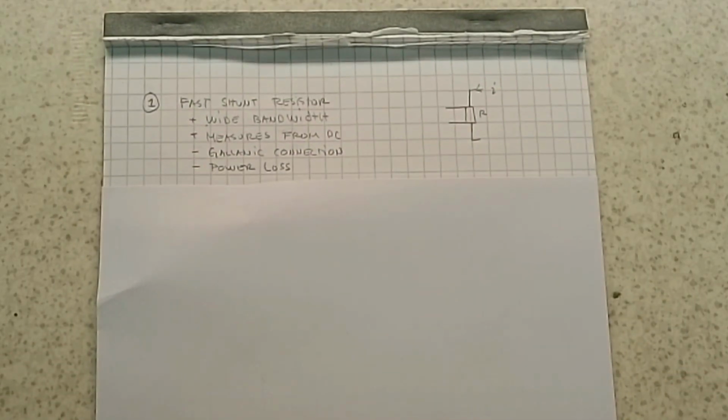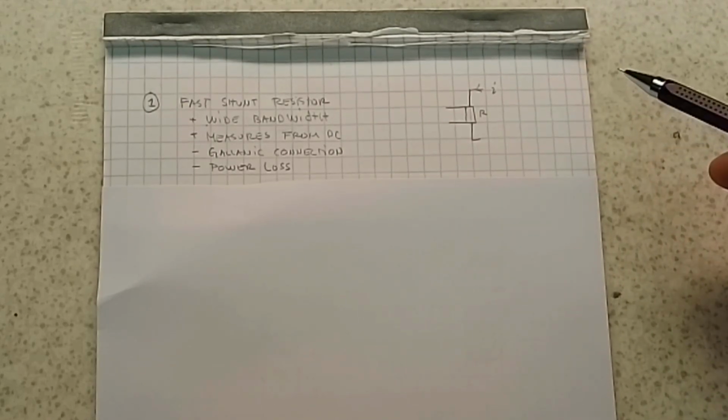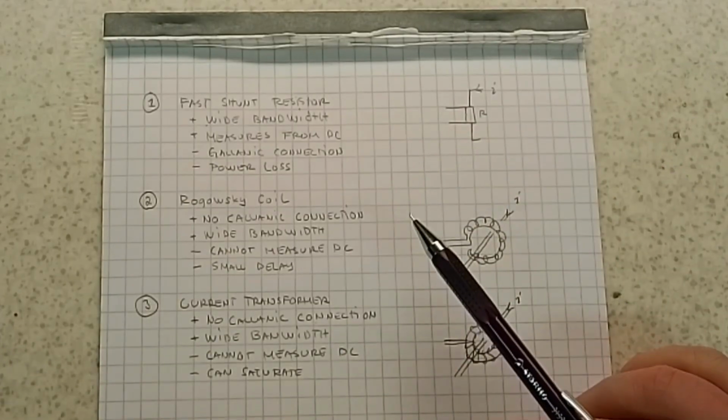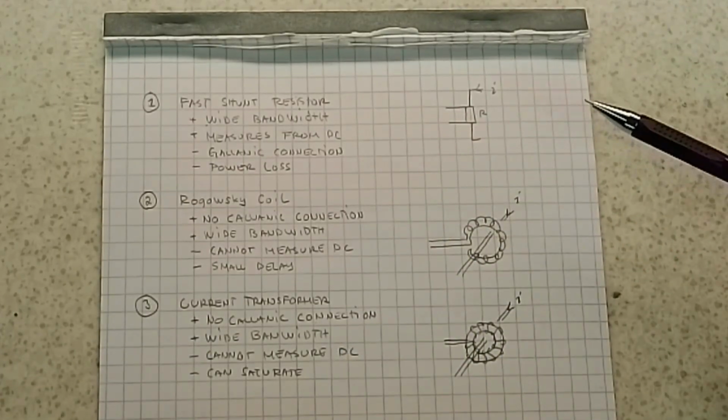Welcome to Practical Power Electronics, video number 4. In this video we will compare the 3 different current measurement methods used in power electronics: a fast shunt, Rogowski coil and current transformer.